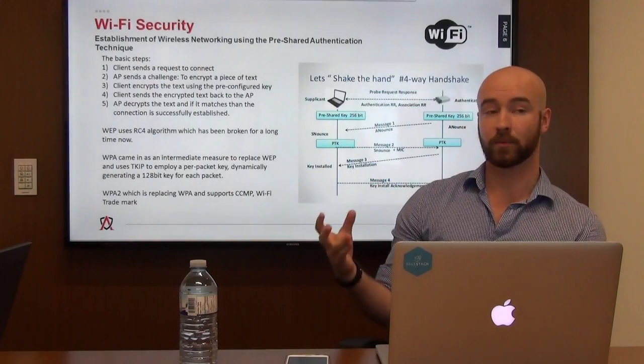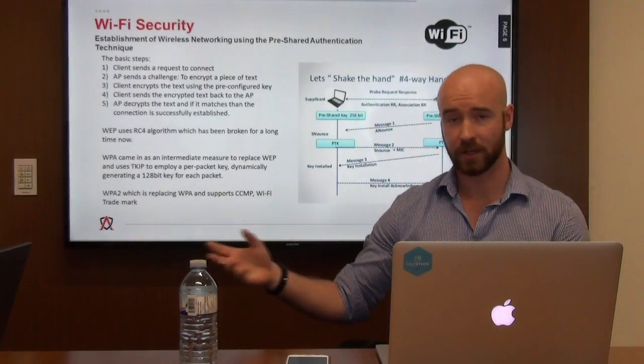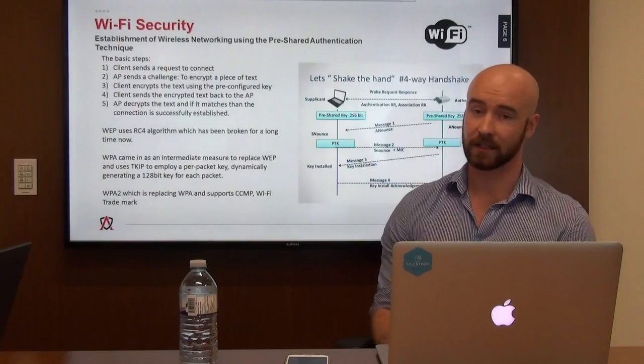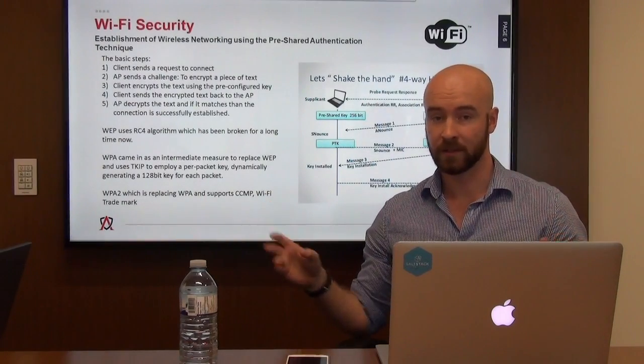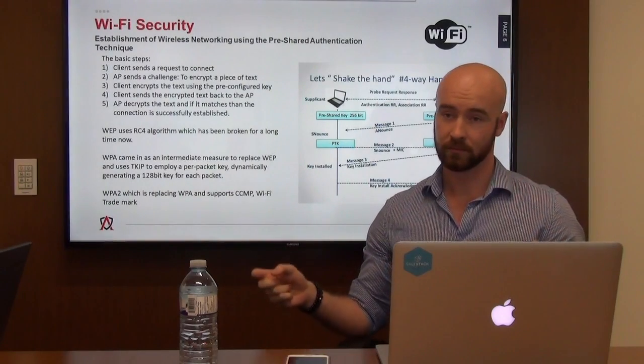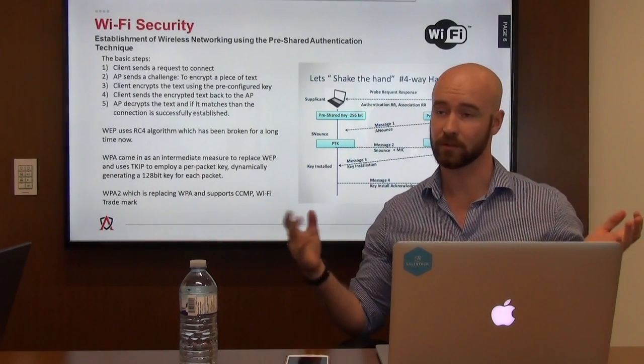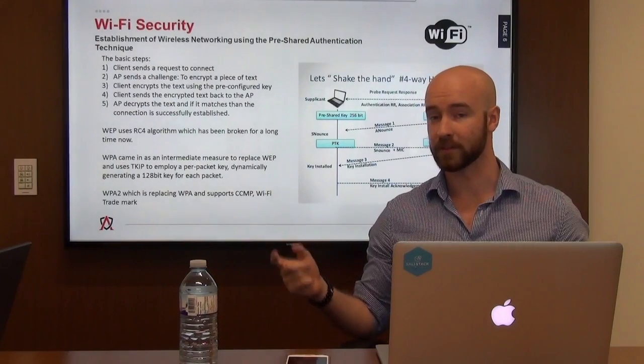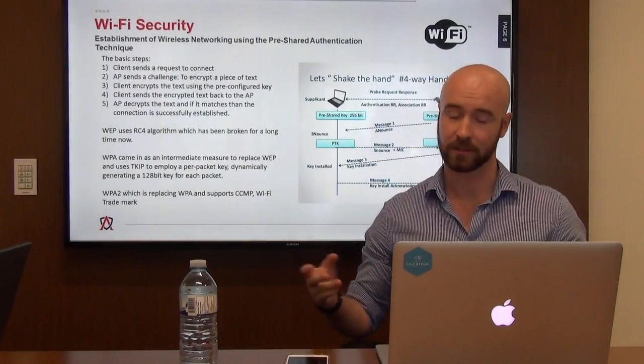What the access point does is it sends that client a challenge, sort of like "encrypt this text for me," and the client will go ahead and encrypt it with a pre-shared key. This is known as your key that you use to put into the wireless network in order to connect to it.